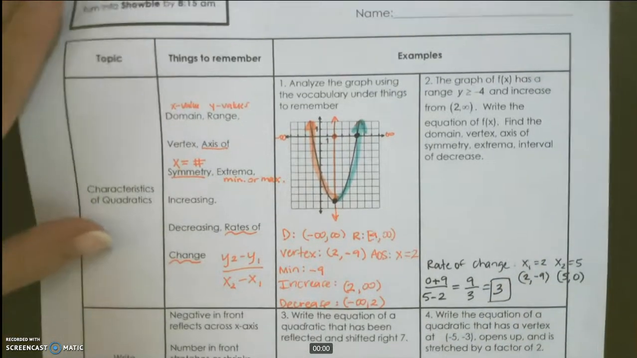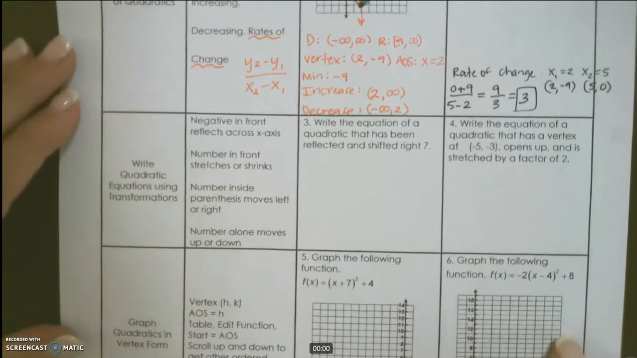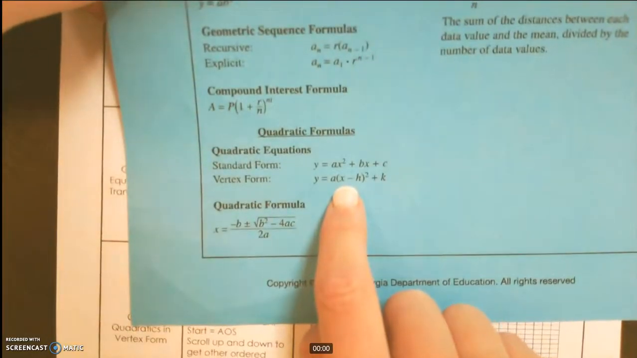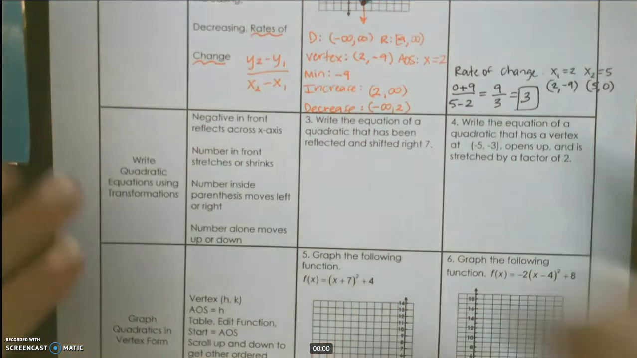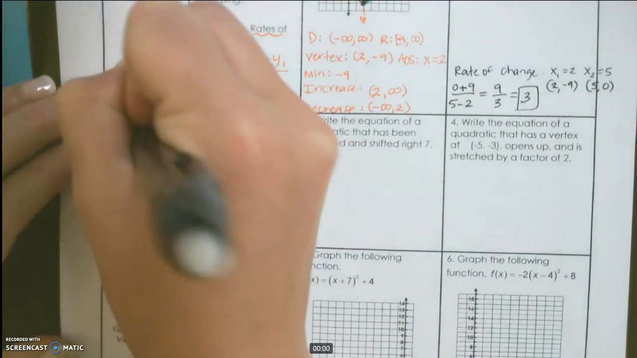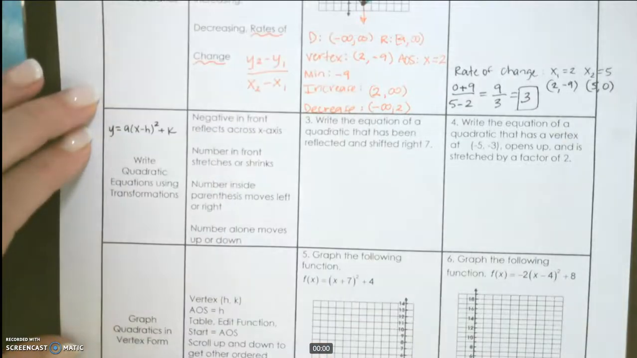All right, now let's go into the next section talking about writing quadratic equations using transformations. I want to point out that we do have this vertex form of quadratics on our formula sheet. So I'm going to jot that down and we're going to talk about all the different transformations that occur. So y equals a(x minus h) squared plus k.